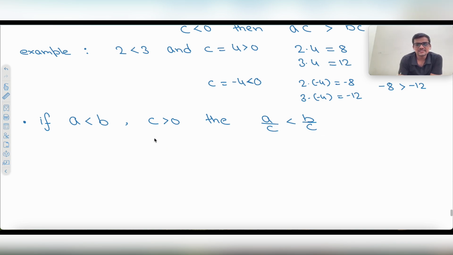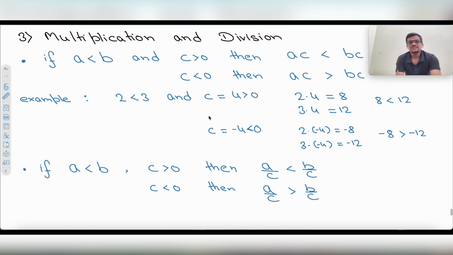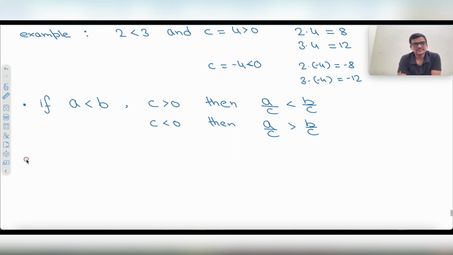So similarly it is true for C less than 0. Then what will happen? A by C will be greater than B by C. Because of the negative constant, the inequality will change, right? Now see, in both cases we never took C equal to 0. So what happens if our C is 0?